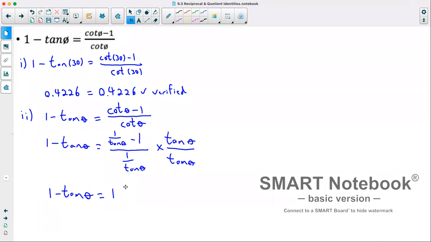Negative 1 times tan theta is negative tan theta. And then 1 over tan theta times tan theta would be 1. So it simplifies to 1 minus tan theta equals 1 minus tan theta. So we got both sides to be the exact same. So we can say our identity is verified or proven.